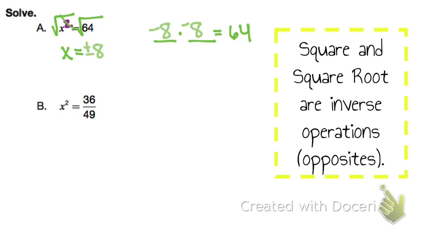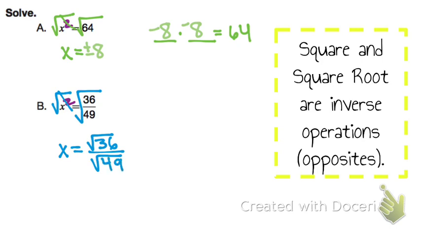Now let's do the next one. Again, to undo the square, we need to do the opposite of squaring, which is square root. You have to take the square root of this whole thing. That cancels out the square, so we're left with x equals the square root of 36 over 49. Or I like to split it up at this point and think of it as the square root of 36 divided by the square root of 49.